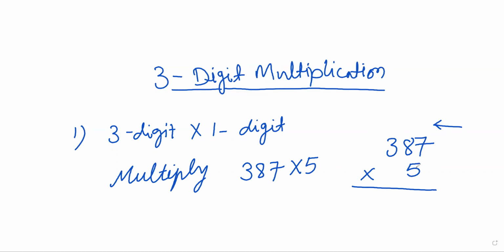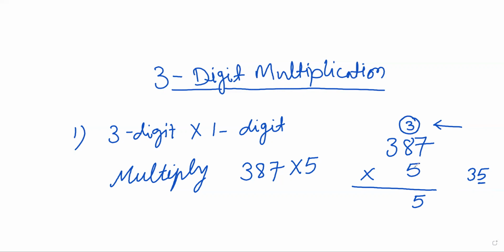Now multiply 7 by 5. What will we get? 7 5s are 35. Write this unit digit here and take this 3 as carry and write it above the second number.